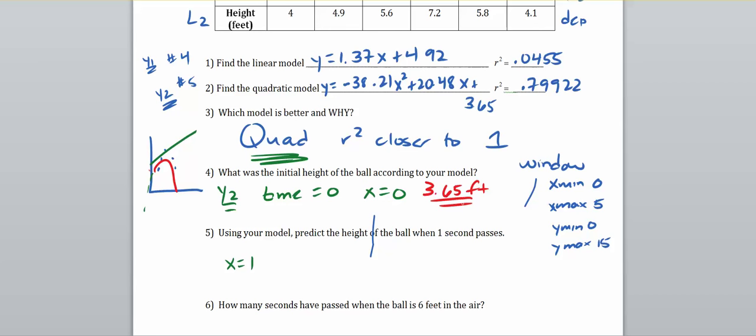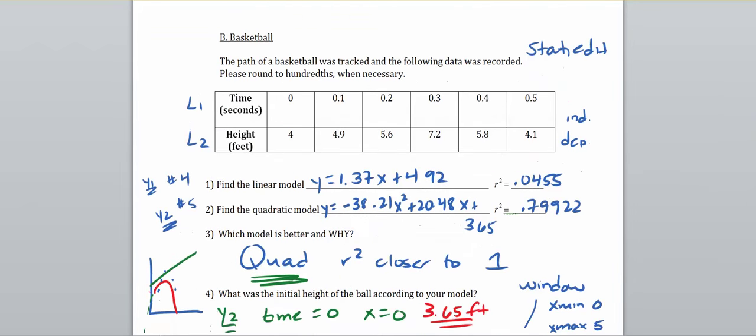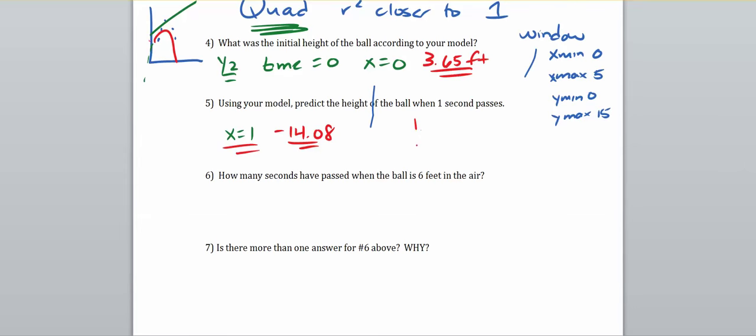Now, if I do second trace value of 1, I'm going to get the negative 14.08. Well, that doesn't make any sense because the ball can't be in a negative. But what's going to happen is, if you look, it only took 0.5 seconds for it to land. My ball is going from here to here. After 1 second, it's going to go in the negatives. It really just means the ball is on the ground.